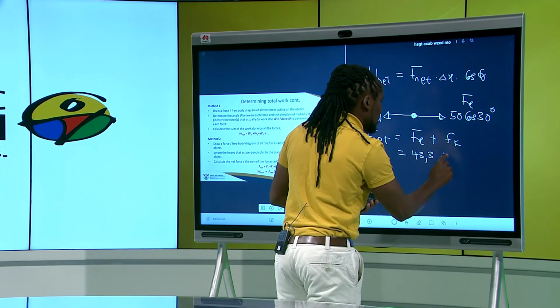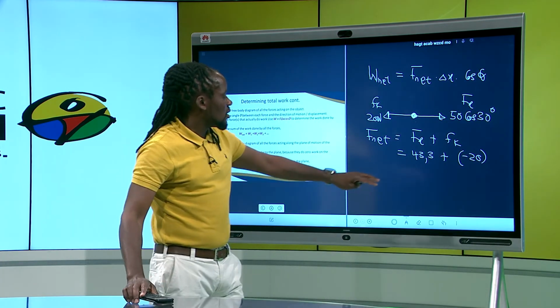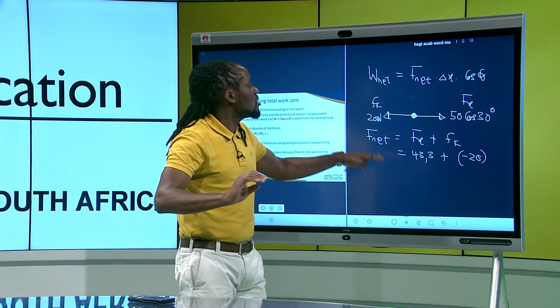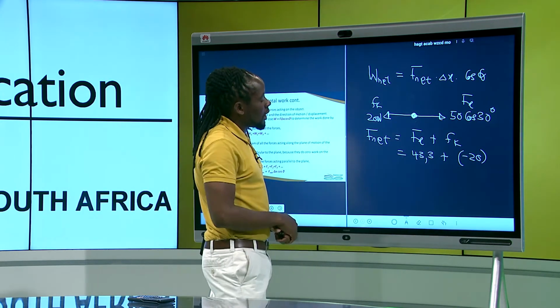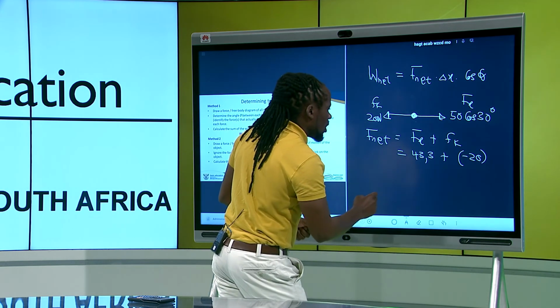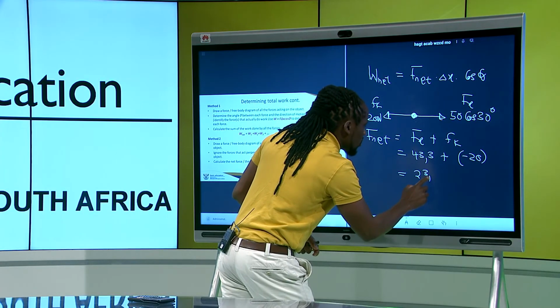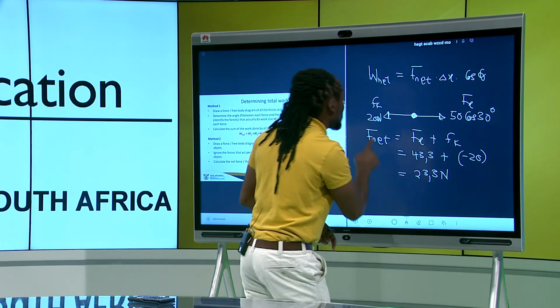43,3 plus negative 20. What does the negative suggest? It tells us that the frictional force acts in the opposite direction of the horizontal component of the applied force. So this is going to give us what? 23,3 newtons, because this is the net force.